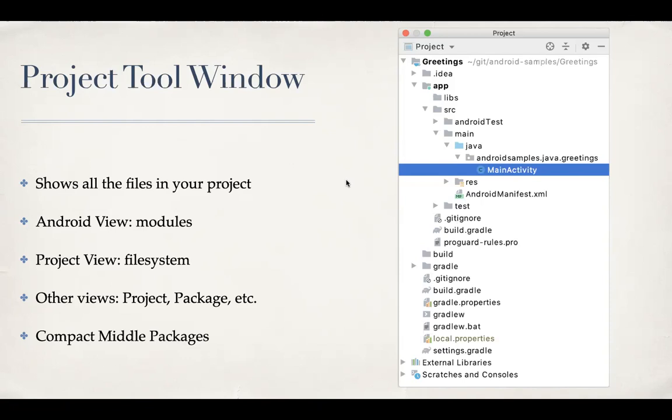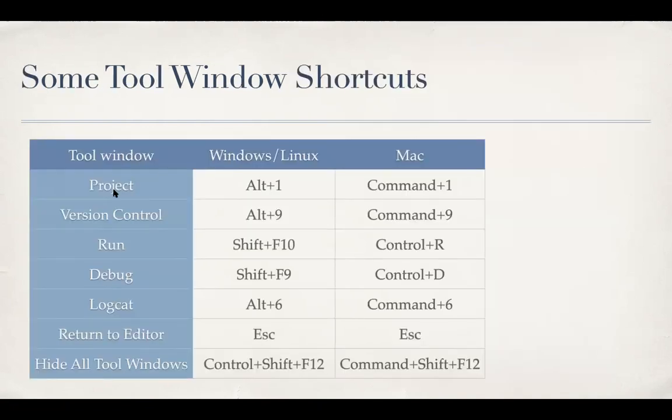Next, we'll look at some shortcuts and quick navigations for the project tool windows. So the project window that we saw, you can get to it using Alt-1 on Windows and Linux or Command-1 on Mac. The version control tool window is number 9. So you can do Alt-9 or Command-9 based on what system you have. To get to the run window, you would do Shift plus F10 on Windows and Linux, Control R on Mac, and so on. I think most of these are kind of straightforward.